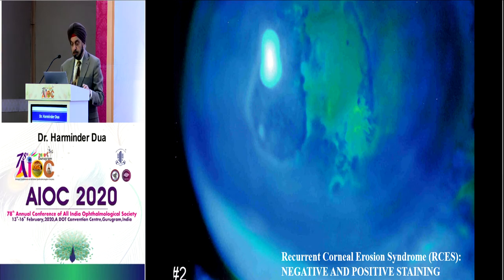Now, when we're looking at recurrent corneal erosion syndrome, this is one of the commonest and most useful indications of this technique. You identify the area of positive staining, which is green, and negative staining, which is where the epithelium has lifted off the Bowman's zone, or above the basement membrane, but it is not torn. So it's not going to stain, but it's going to show you this negative staining. And that's the whole area that you have to treat.